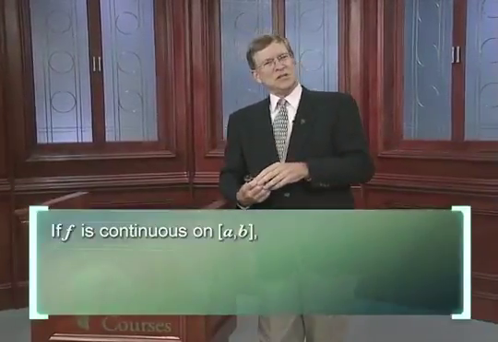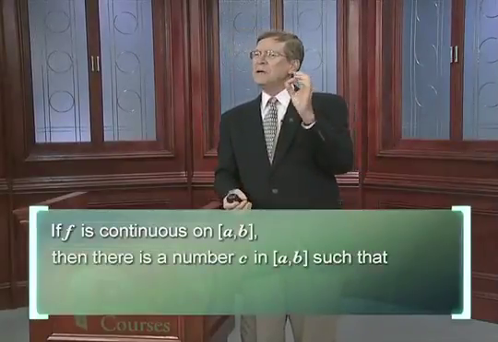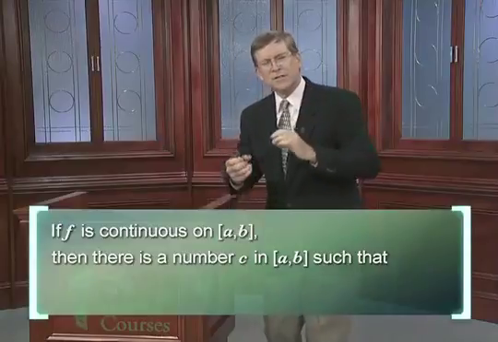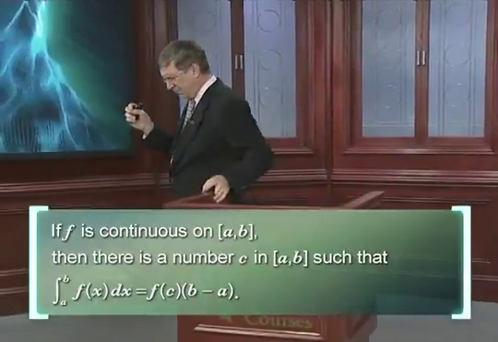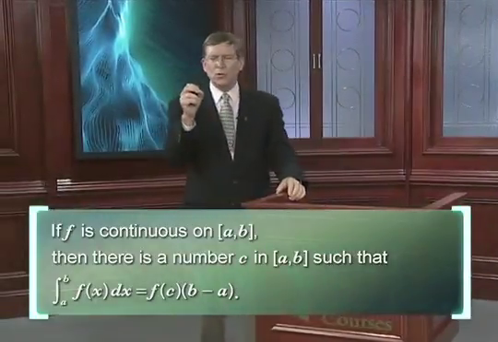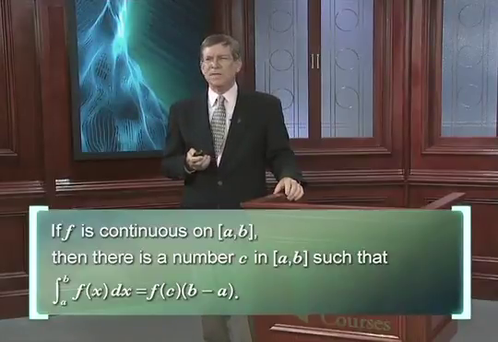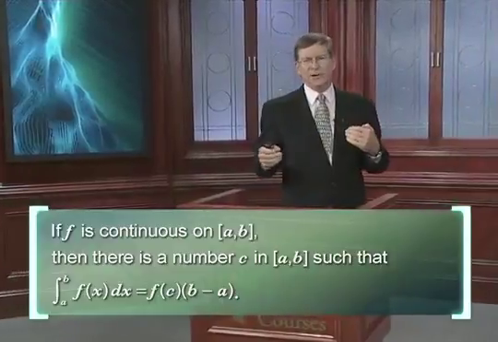If f is a continuous function on a closed interval, then there's some number c in that closed interval such that the following is true. The definite integral from a to b of f of x dx will equal f of c times b minus a. Let me show you a picture of what's going on here, and it'll be crystal clear, I think.